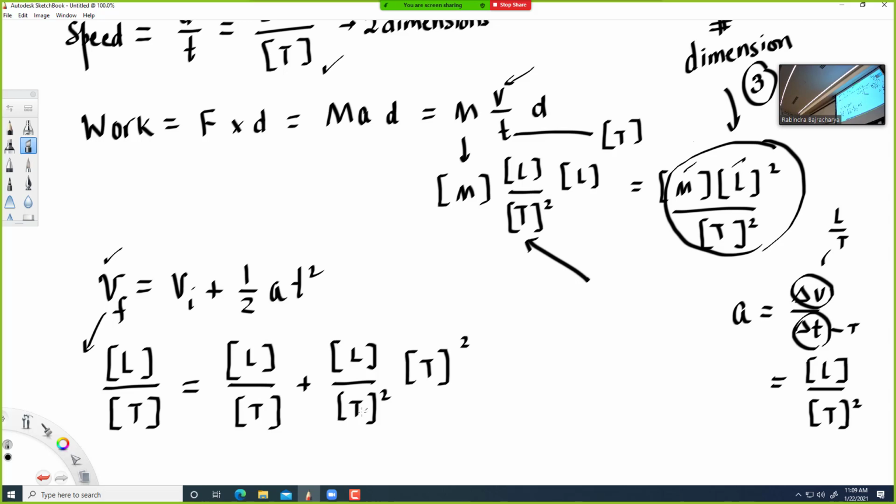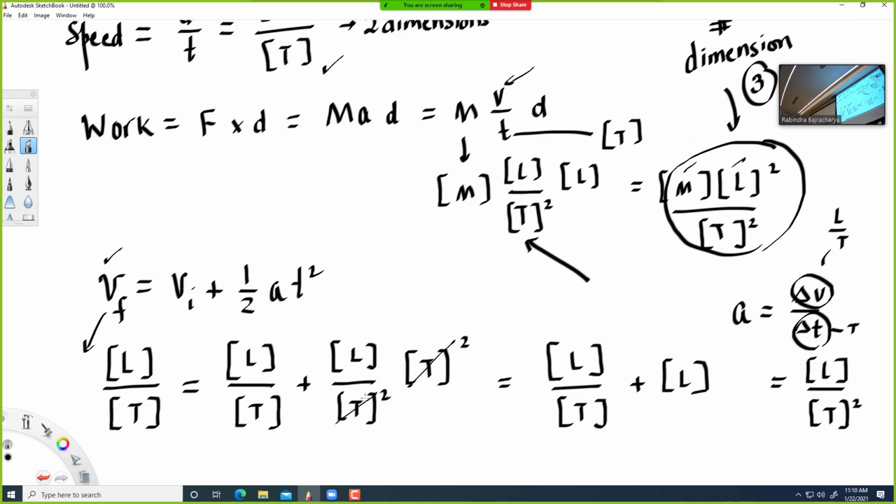Now you see, you can cancel this one and this one, because you have T squared and T squared, they are the same. If you have the same thing in numerator and denominator, you can cancel them. So you have L over T plus L.